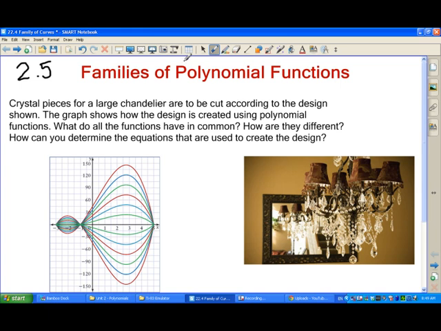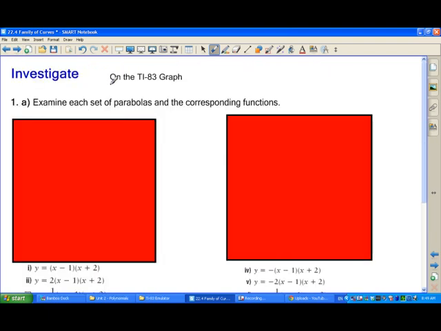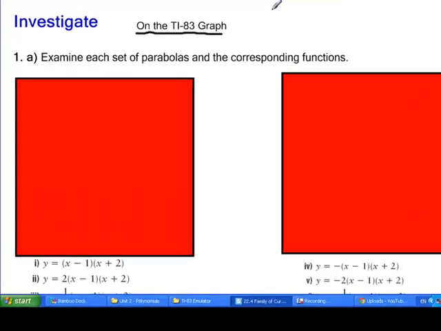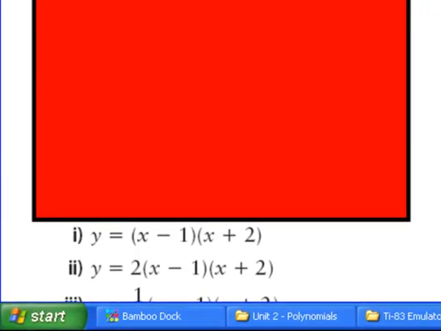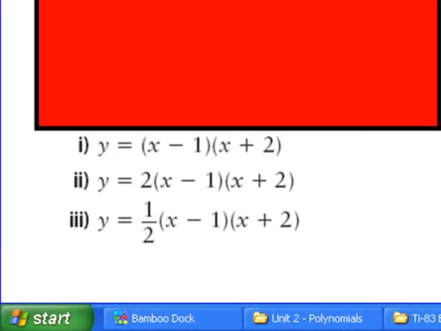So today we're looking at a group of polynomial functions that have some characteristics in common. To start off, what I'd like you to do on the TI-83 is graph the following functions.